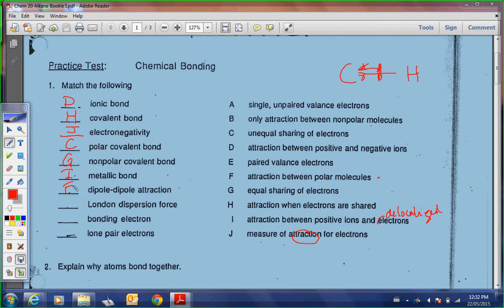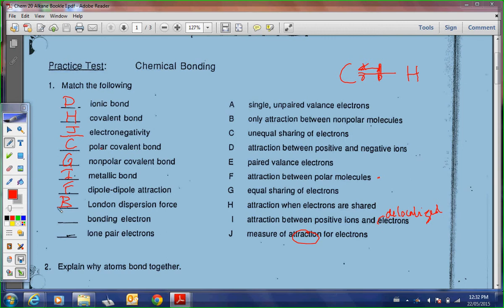London dispersion, Gavin? I put D. D, attraction between positive and negative ions. Okay, they're not ions in London dispersion, so it can't be that one. Liam? B. That's true. It's the only attraction between molecules that aren't polar, right? Every molecule has London dispersion forces. If they're polar, they have London dispersion forces and dipole-dipole. If they're polar with an OH bond or an NH bond or an FH bond, they have London dispersion forces, dipole-dipole forces, and hydrogen bonds.